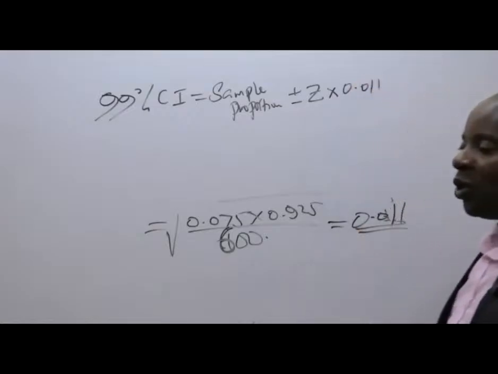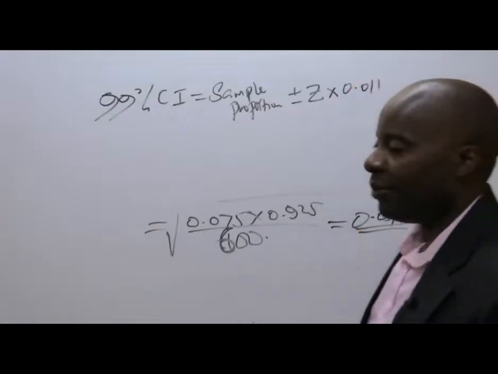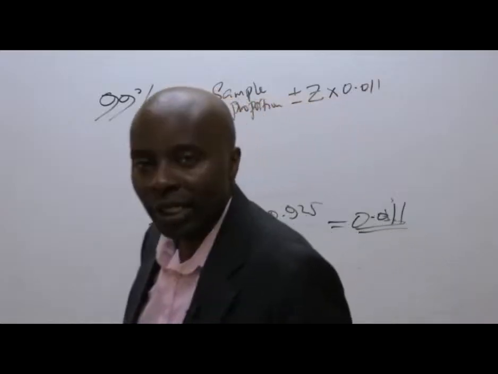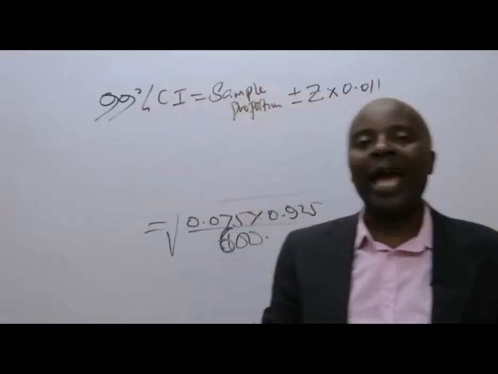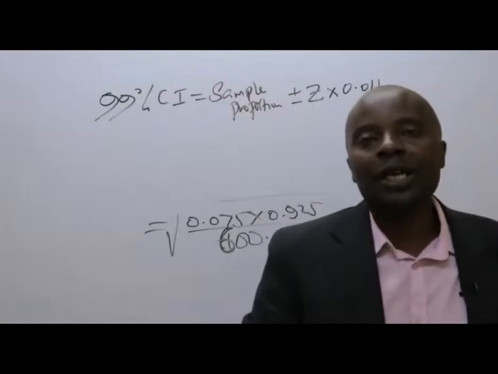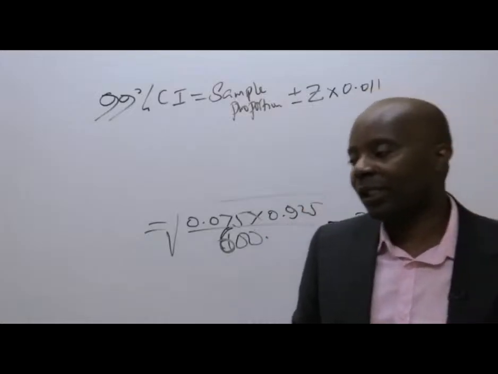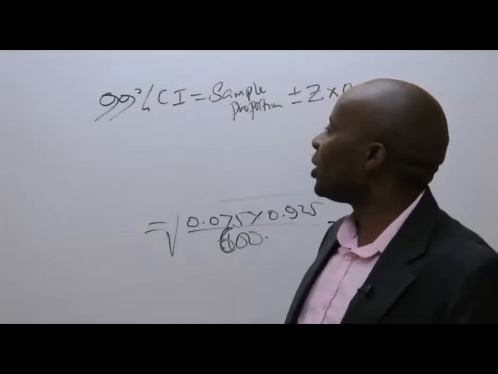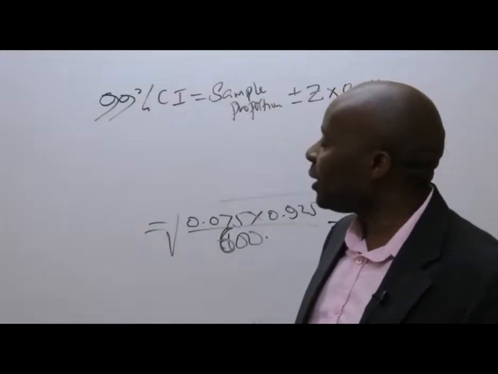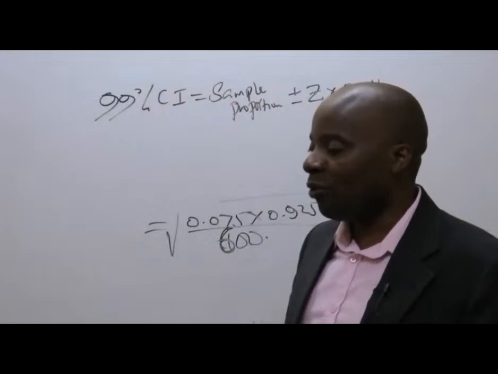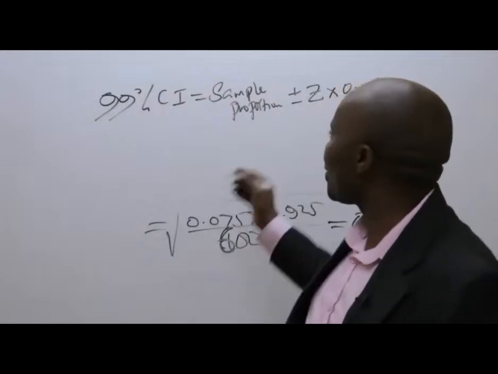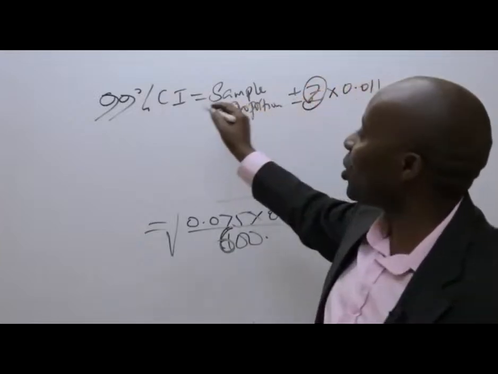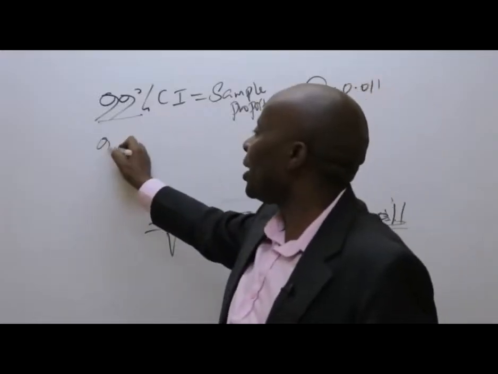Of course here we are looking for Z because we are still tackling large samples. Our N is a whole 600, it's more than 30. So then, ladies and gentlemen, the most important thing I would expect you to do, having realized that we want to work with the Z-score, is to take this 99%.